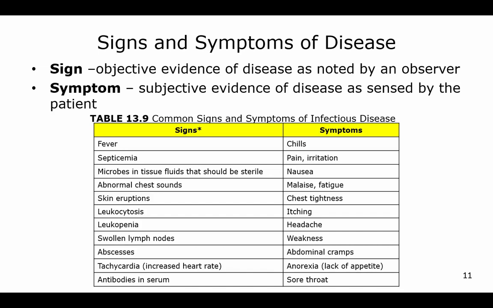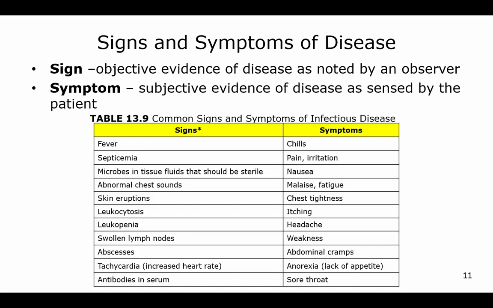So for example, the patient will come in and they will have symptoms of chills, but we can then take a thermometer and actually take their temperature, and we realize that they have a fever. The fever can be measured, therefore it is a sign. The symptom would be, for example, the chills.